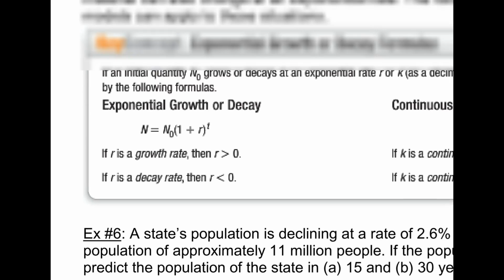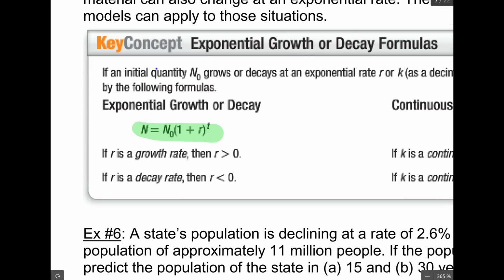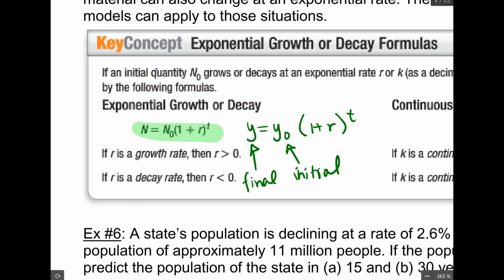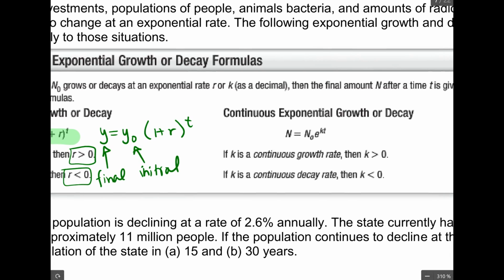All right, so the one on the left, let's dive in a little deeper. So this guy, I can say this is basically the same thing as y equals y naught times 1 plus r, all to the t, where this y is going to be my final. This y naught is my initial. Right, so we're growing if we have a rate of change higher than 0. We're decaying if our rate is less than 0. Similar here, k is just going to be your rate. It's continuous growth if it's larger than 0, say percent growing, decay if it's less than.